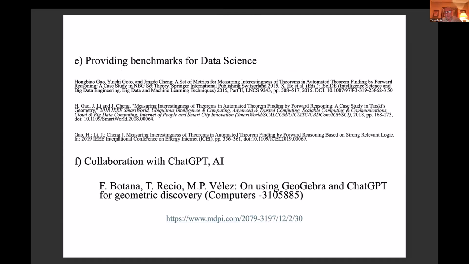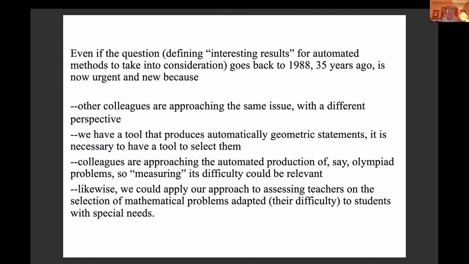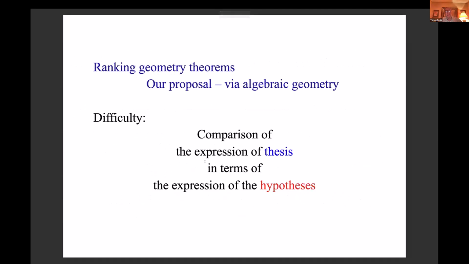Also, we want to do some collaboration with ChatGPT. We want to see if ChatGPT and GeoGebra Discovery complement each other for theorems of this level of difficulty, or maybe ChatGPT doesn't work well for theorems of another level of complexity, while our robot works well. So we want to measure this. So what is the idea? The idea is to do it using algebraic geometry. And the idea is quite elementary in some sense.